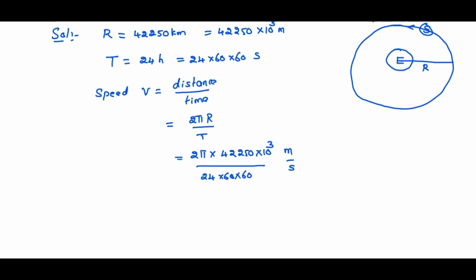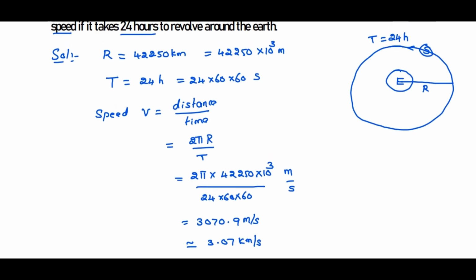we will get 3070.9 meters per second. If you are writing in terms of kilometers per second, that is equal to 3.07 kilometers per second. Here the pi value you can take as 3.14 or 22 by 7. That is your choice. This is the speed of the satellite revolving around the Earth in that particular orbit of radius 42,250 kilometers with time period 24 hours.